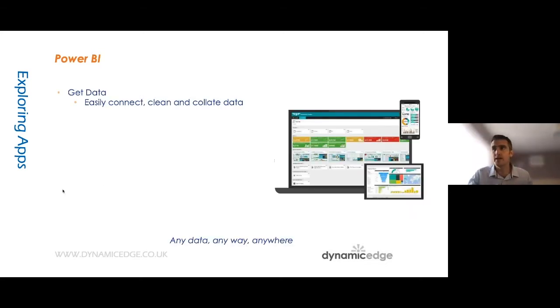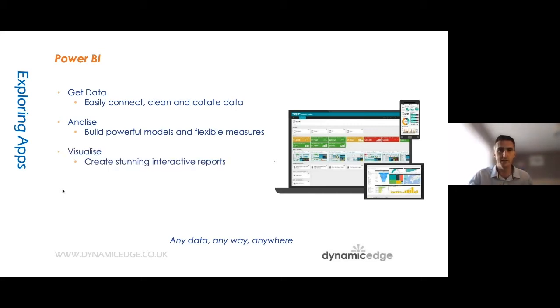So a few more points on that. Get data: easily connect, clean and collate your data. Okay, and the word that's there is the easily part of it. Okay, your data is in there. Now we have the ability to drive in and use that data. Analyze: build powerful models and flexible measures in order to, as I said before, share information out with your colleagues. Visualize: create stunning interactive reports.